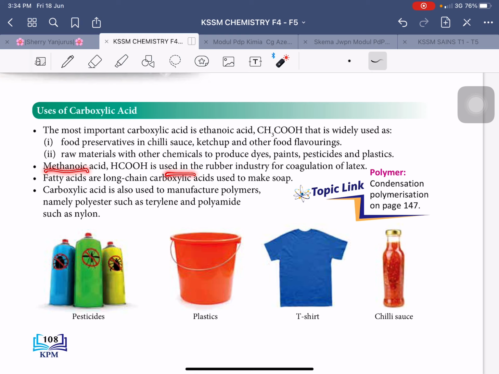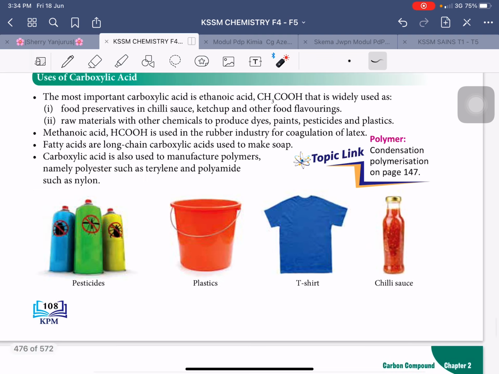Methanoic acid is used in the rubber industry for coagulation of latex. We will learn more about this in chapter 5. Why can latex be coagulated? It's because of the acid present. Fatty acid are long chain carboxylic acid used to make soap. Making soap also uses acid. Carboxylic acid is used to manufacture polymer, polyester such as terylene and polyamide such as nylon. You have one experiment, which is compulsory to do.